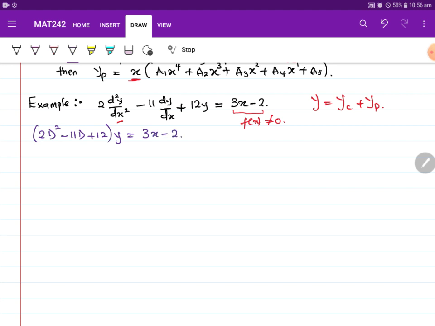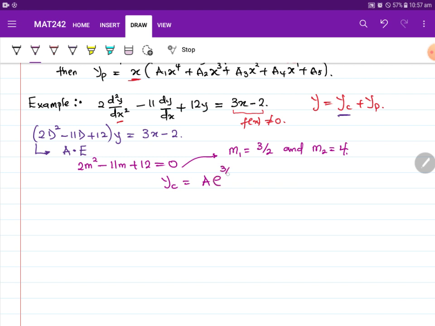Now, let's try to look for the yc by taking the question to the auxiliary equation. The auxiliary equation will give us 2m squared minus 11m plus 12 equal to 0. That's a quadratic equation. And when you solve this quadratic equation, we have m1 to be 3 over 2 and then m2 to be equal to 4. You can solve a quadratic equation. And since those are the roots, then I can conclude by saying yc is equal to A exponential 3 over 2 x plus B exponential 4x. That's my yc.